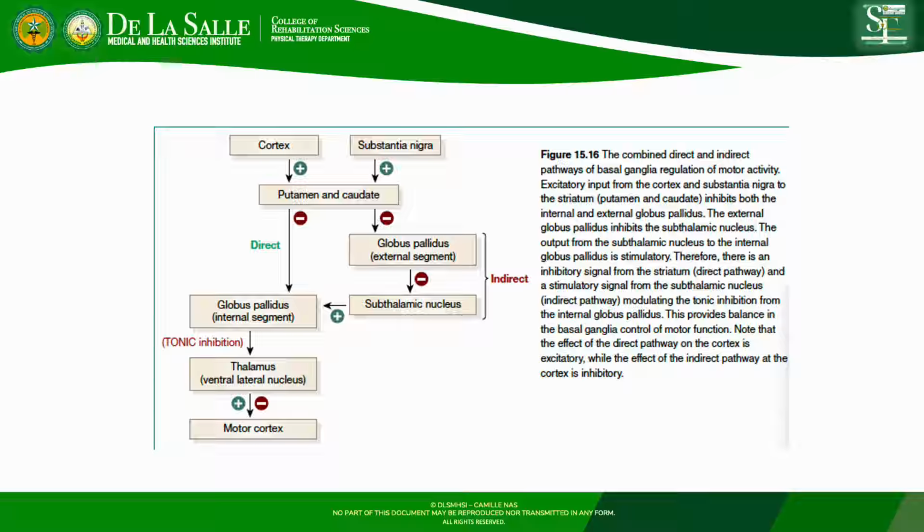So if the globus pallidus external cannot inhibit the subthalamic nucleus, the subthalamic nucleus can then do its job to stimulate even further the globus pallidus internal. And so the globus pallidus internal will be able to inhibit the thalamus, and there will be no input to the motor cortex, and this will be relayed as an inhibitory output, or no contraction or no movement. And that is again the two pathways of the circuitry happening in the basal nuclei.